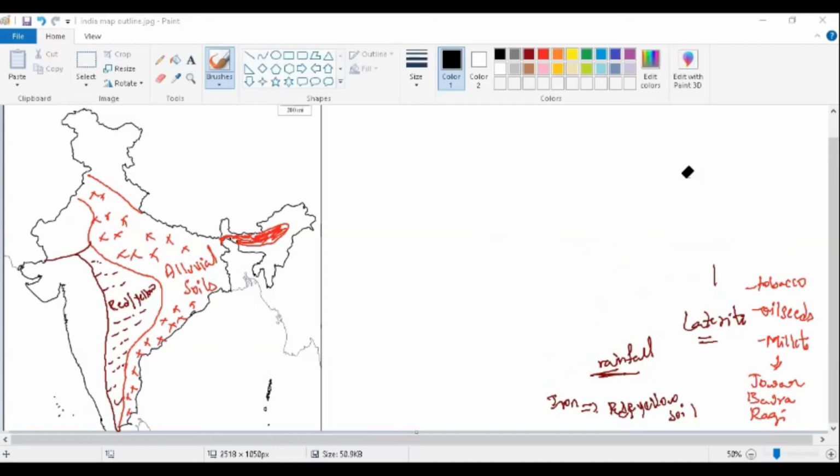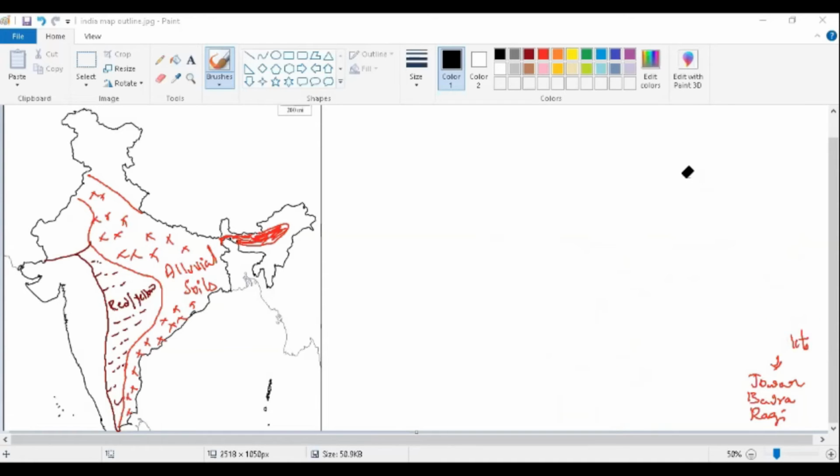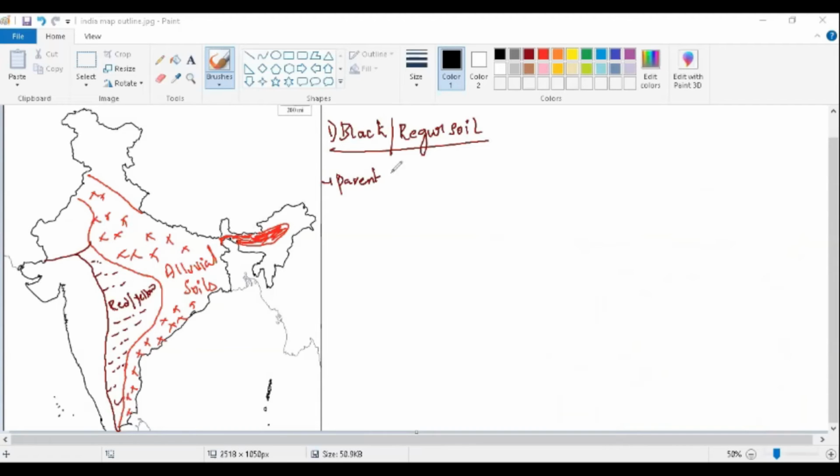Now tell me a few features of black soil or Regur soil. What is its parent material? Ma'am, I'm not getting the spelling of Regur soil. If you can write it down. Yeah, I'm writing it now. Right? So now tell me its features. Quick, what is the parent material here? Volcanic material. Yeah, you can say Deccan Plateau. Ma'am, is it a basaltic rock? Yes, it is.